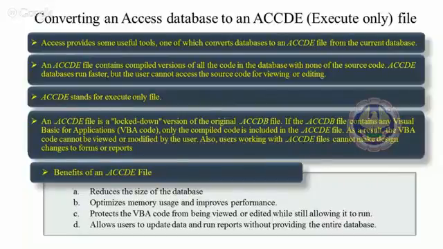If the Access file contains any Visual Basic, that is VBA code, then only the compiled code is included in the ACCDE, that is the executable file. As a result, the VBA code cannot be viewed or modified by the user. Also, users working with the executable file cannot make design changes to the forms or reports. So they do not have access to make modifications.